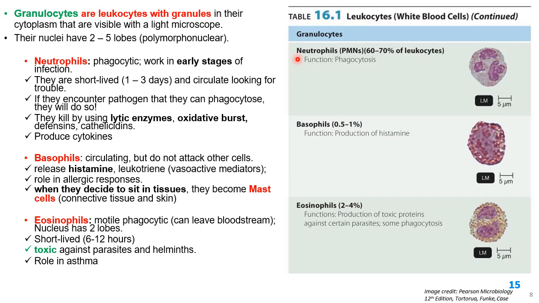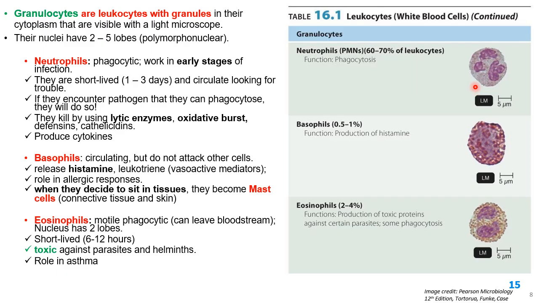Okay, so these guys are very good at detecting pathogens in the blood. But they do not have a long life. They have a very short life. They die within 3 days of their production. So your red bone marrow is always producing new neutrophils. Okay, only 1 to 3 days they live in the blood.